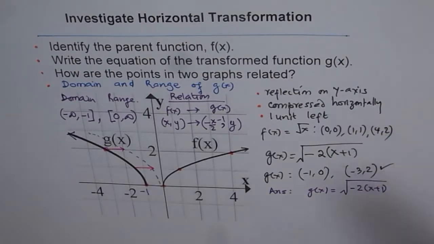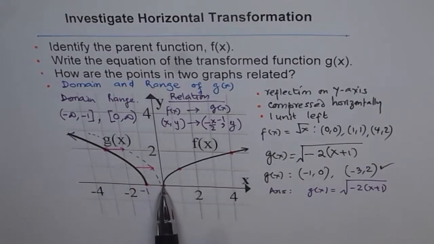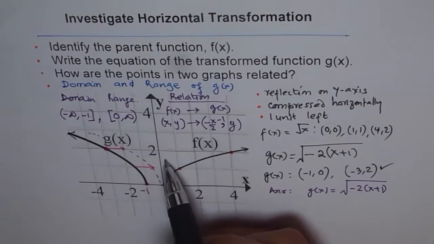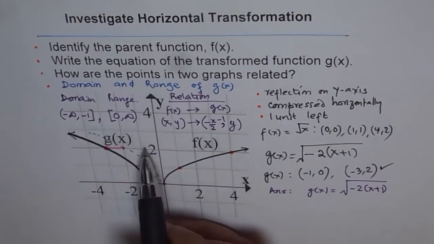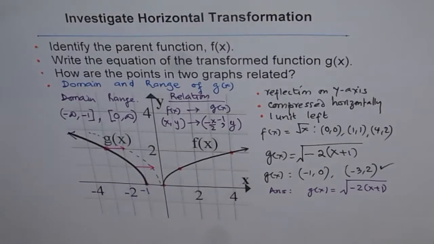What I'm trying to say is 1 unit left and then reflection. If you make this first move 1 unit left, your graph will be kind of like this, right? And then if you reflect, your graph will be like that, which will be a wrong answer. Do you see that? That will be a mistake. So be sure that you do your work correctly.